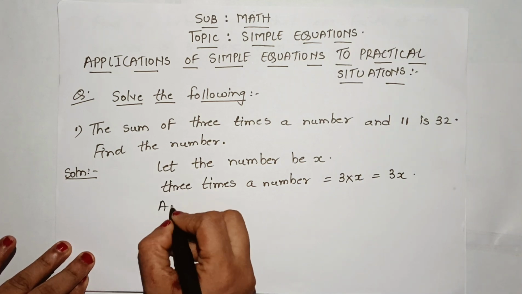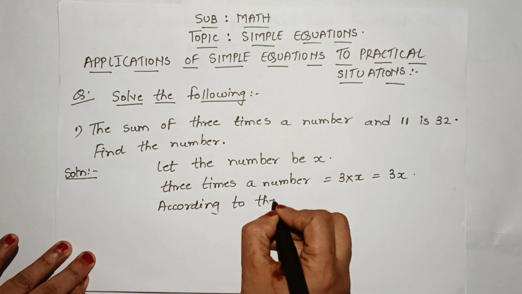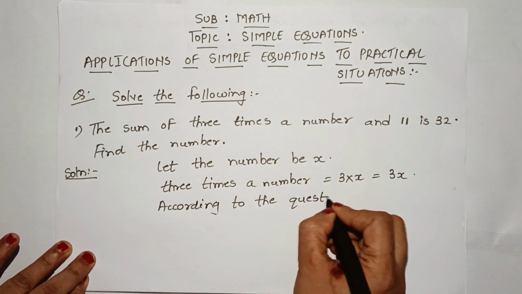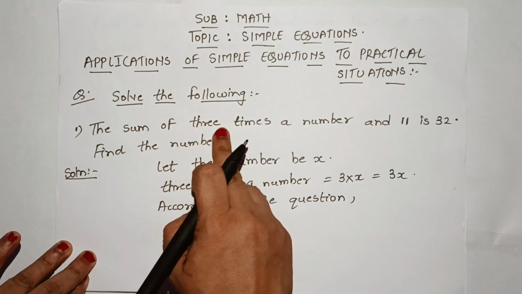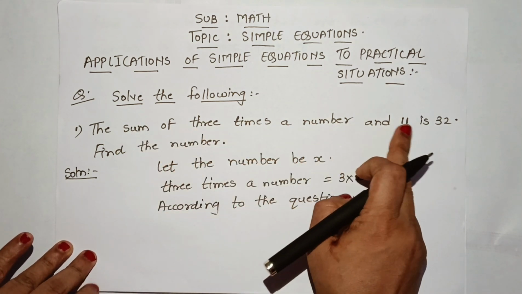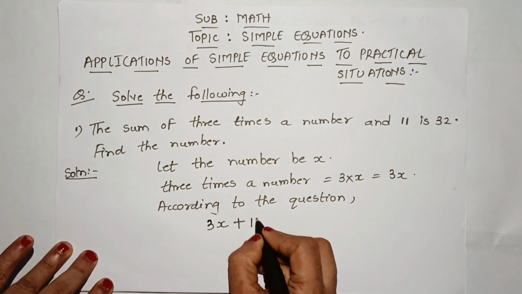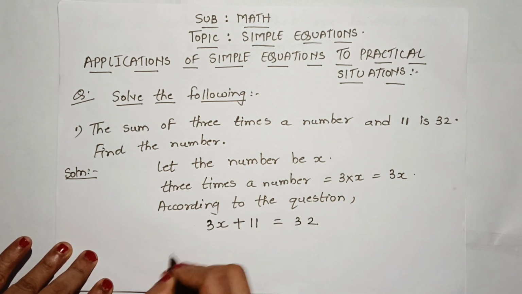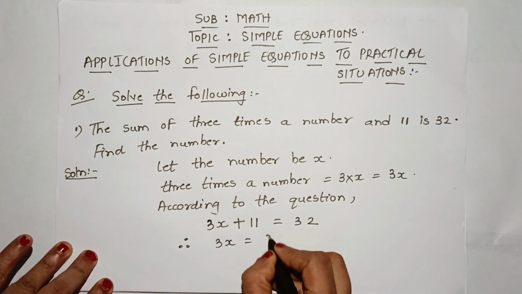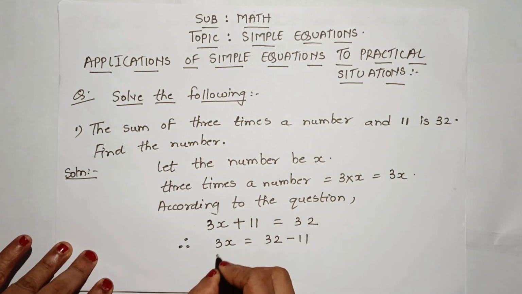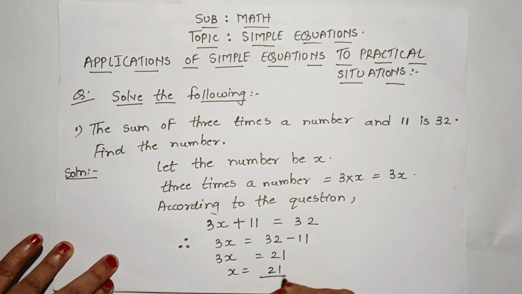Now according to the question, understand this, we have to frame the equation according to the question. The equation framed is what? The sum of 3 times a number and 11. So 3x plus 11 equals 32. Transposing method. Therefore 3x equals 32 minus 11. 3x equals 21. x equals 21 by 3.